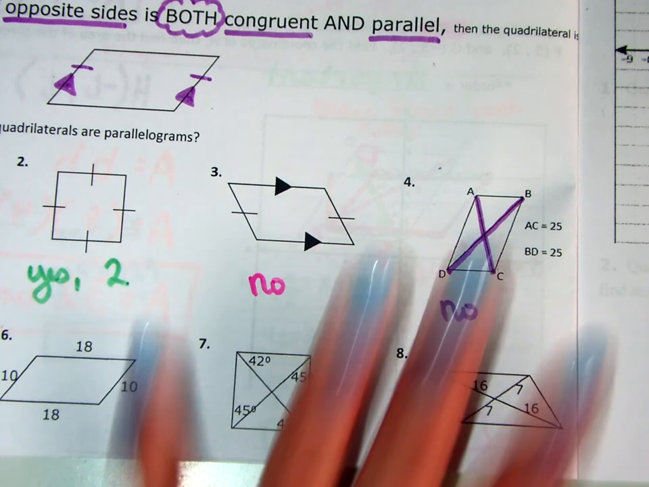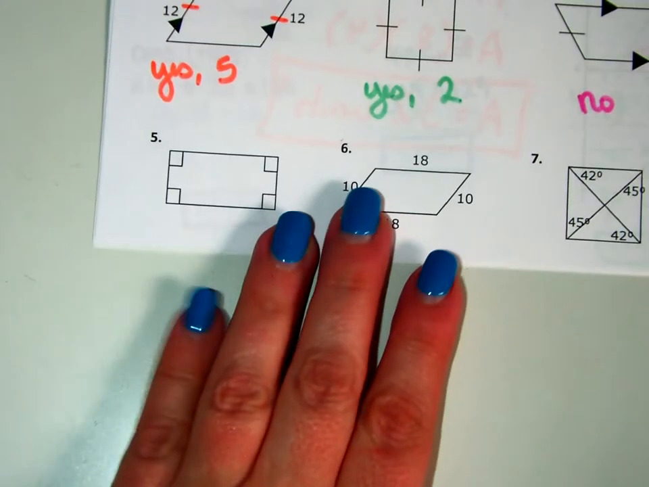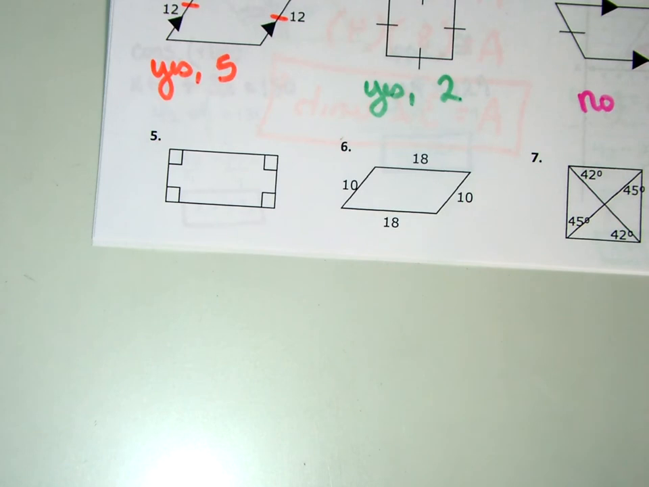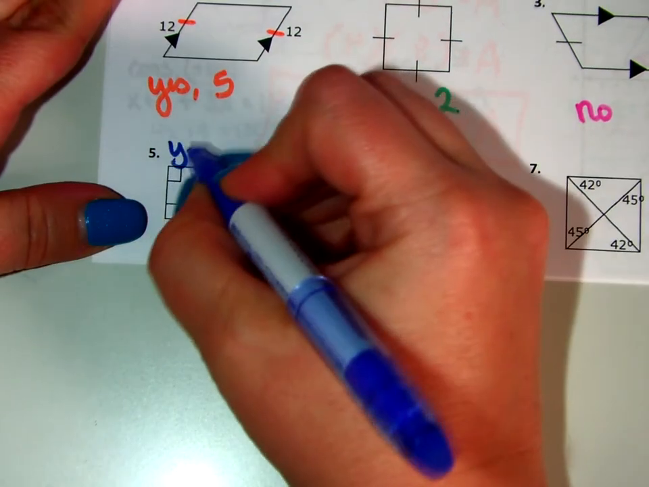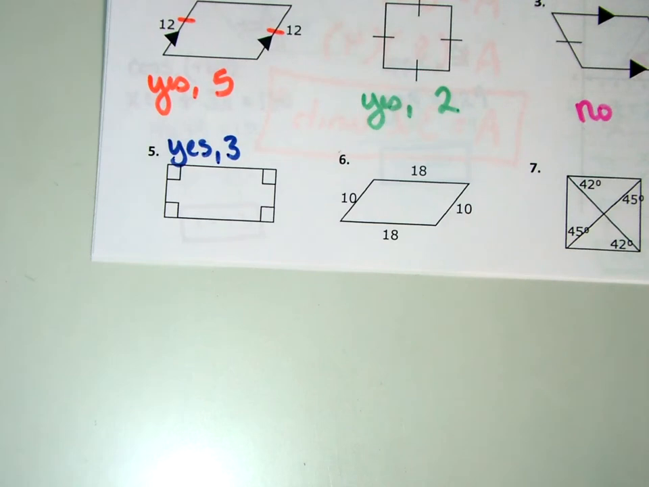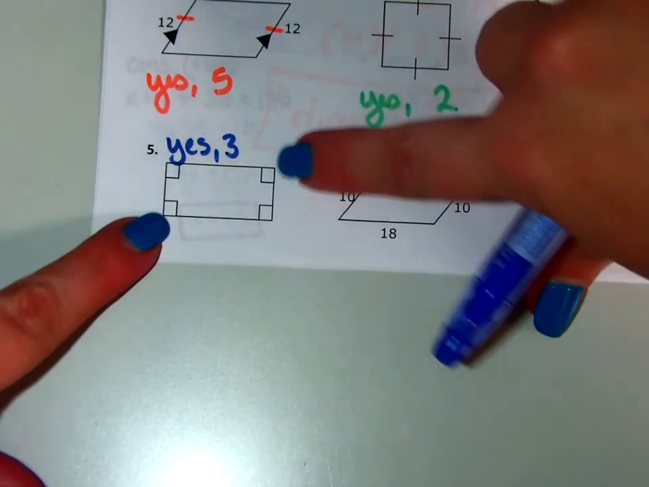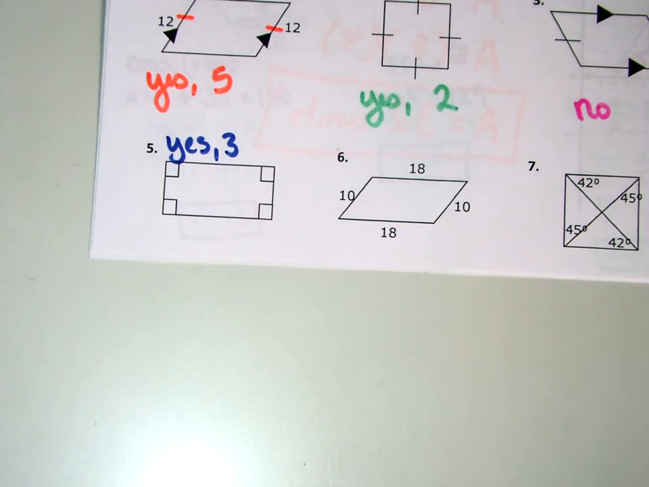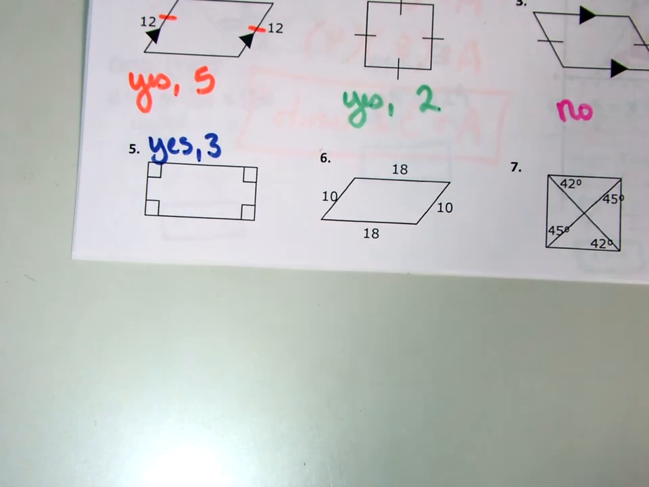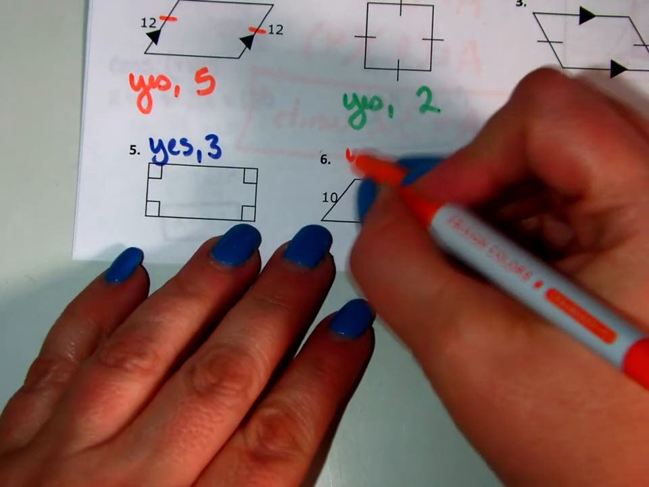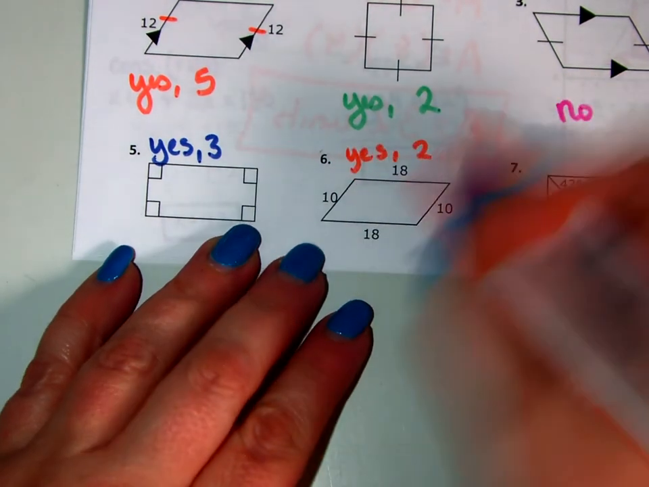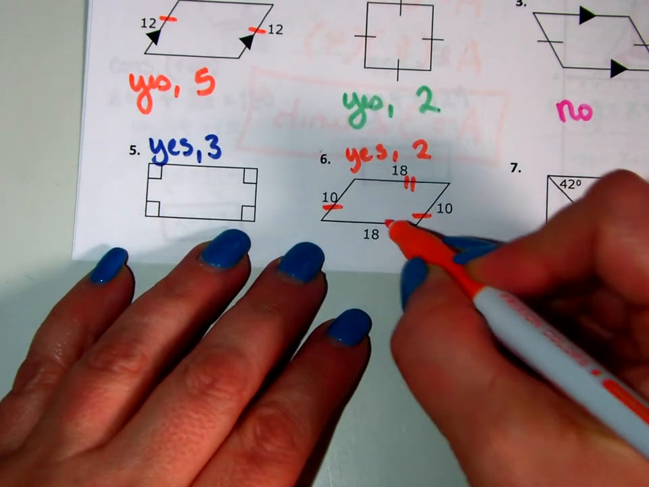Number 5. Yes or no? Yes, which theorem? 3. 3 says both pairs of opposite angles are congruent. Are these the same? Are these the same? Yes, so my rectangle is a parallelogram. It goes off the same branch. Okay, next. What about number 6? Yes. Which theorem? 2. Yeah, these 2 are congruent, and these 2 are congruent because they all have equal measures.